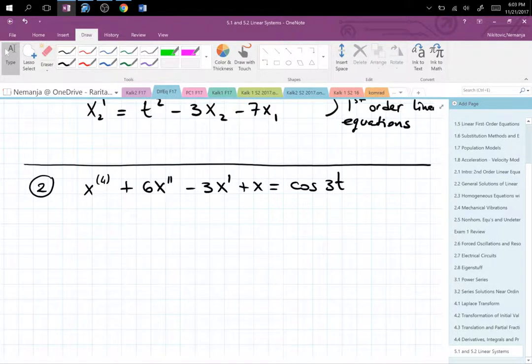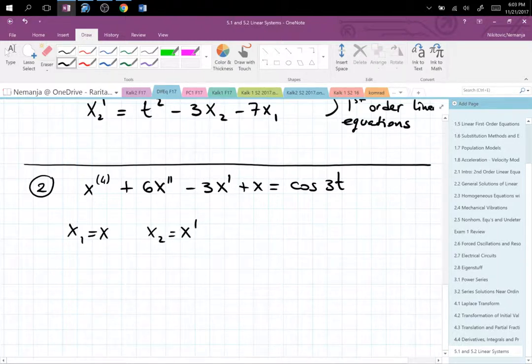How many equations? Well, it's fourth order, so it had better be 4. Exactly. So we start from the back, with x. So x1 is x, x2 is x prime, x3 is x double prime, and x4 is x triple prime. I can put 3 tick marks in. Yeah, 1, 2, 3. There we go. Not bad. Great.